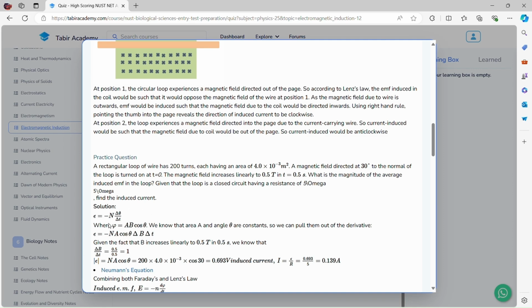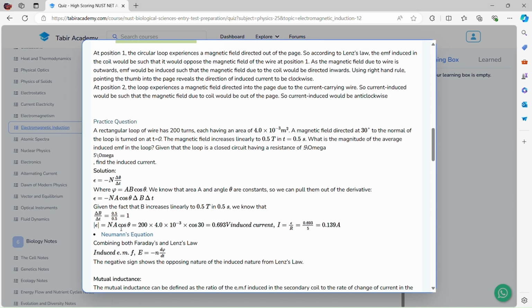Find the induced current. Solution: epsilon equals negative N multiplied by change in phi over change in time, where phi equals AB cos theta. We know that area A and angle theta are constants, so we can pull them out of the derivative. Epsilon equals negative NA cos theta multiplied by change in B over change in t. Given the fact that B increases linearly to 0.5 T in 0.5 seconds, we note that change in B over change in t equals 0.5 over 0.5, which is equal to 1.